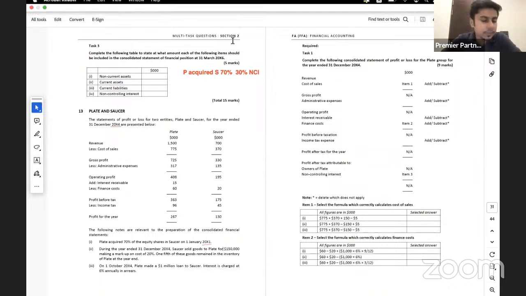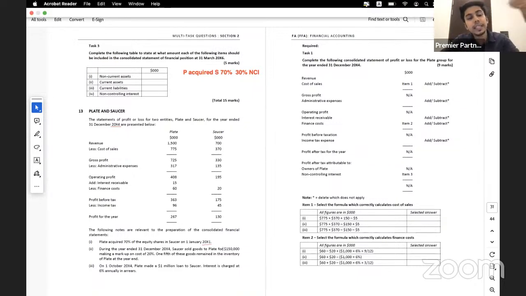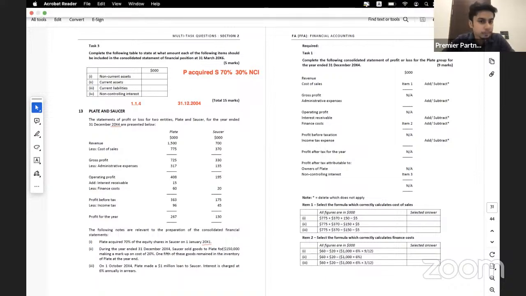So understand, guys, if the company was bought several years ago. Now, first you need to understand this part. Now, the question is finishing on 31st of December 2004, right? So if the question, guys, finishes off on 31st of December 2004, the question starts on 1st of January 2004. Normally, guys, accounting is 12 months, no? So it has started 12 months prior.